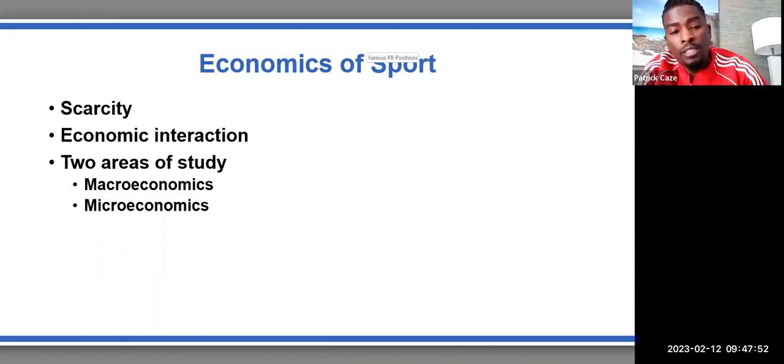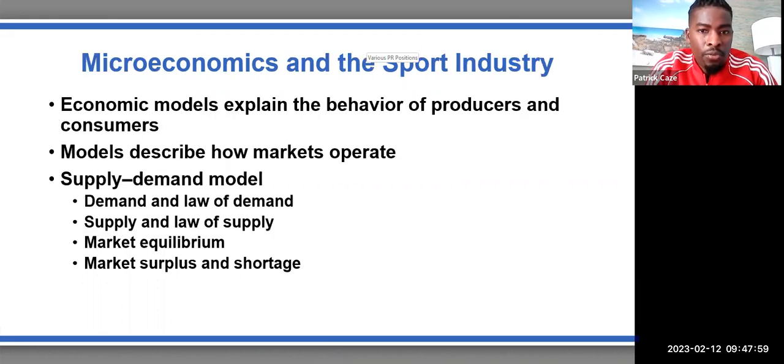So you have two areas of study: macroeconomics and microeconomics, right? I'm not necessarily going to get into too much of the macro. Macro, of course, is the big overview of economics. And then micro, we talk more about the community, and the behavior of producers and consumers, right? So the model describes how markets operate. So my supply and demand model, the law of demand, the law of supply, market equilibrium, market surplus and shortage, right?